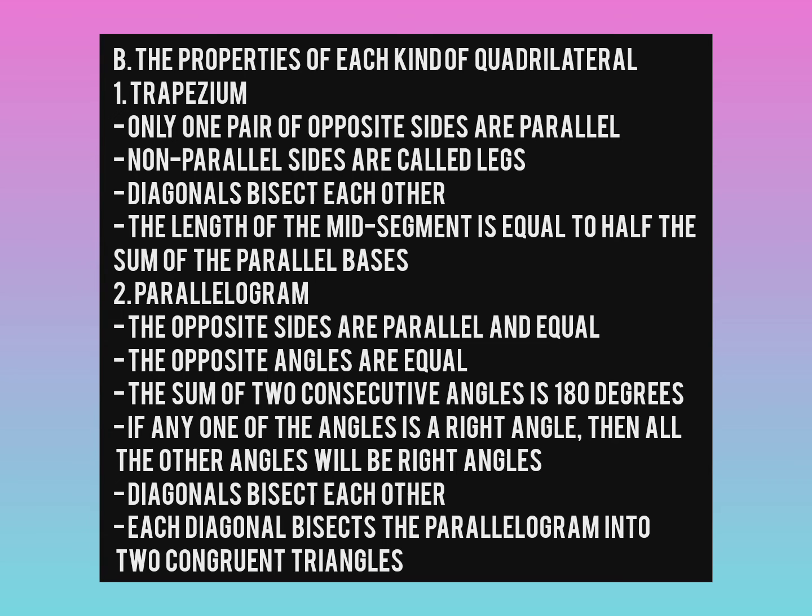Number 2, parallelogram. The properties are: the opposite sides are parallel and equal. The opposite angles are equal. The sum of two consecutive angles is 180 degrees. Next, if any one of the angles is a right angle, then all the angles will be right angles. Diagonals bisect each other. Each diagonal divides the parallelogram into two congruent triangles.